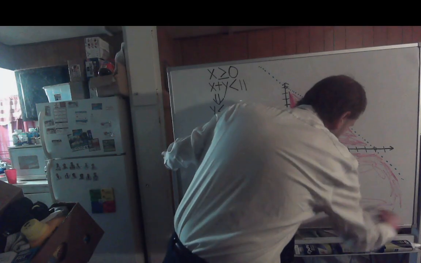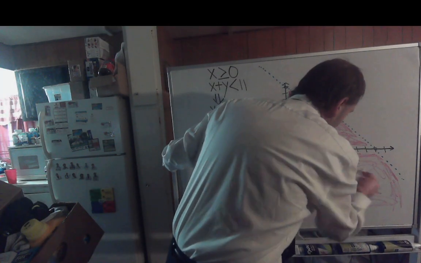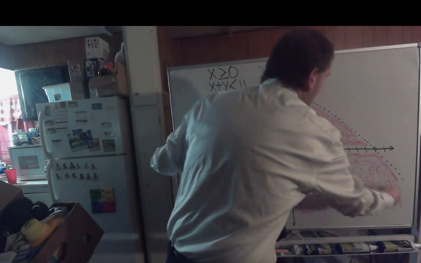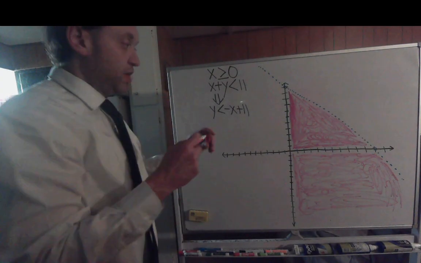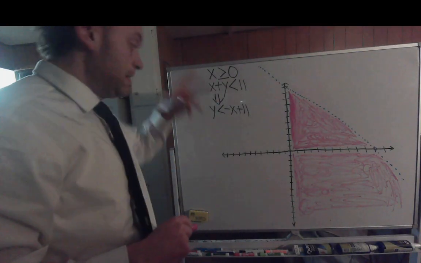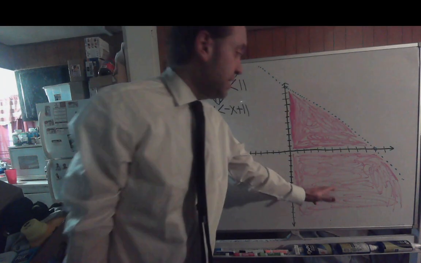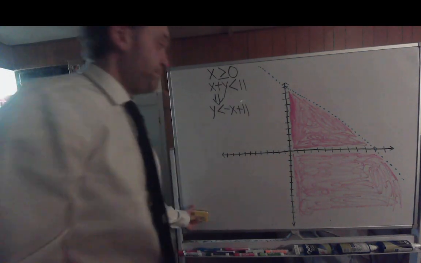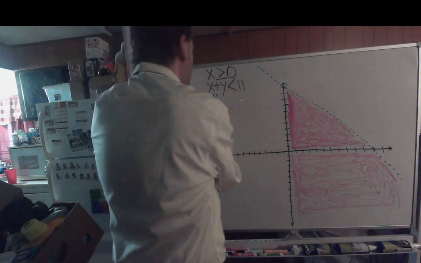So your graph is going to look something like this. You'll of course have graphed the lines where x is greater than or equal to 0, and then x plus y is less than 11. And then here's the shaded region that meets both criteria, which will be right there. I got more.